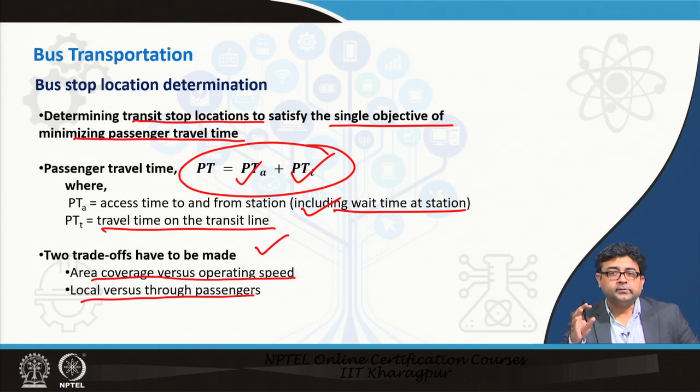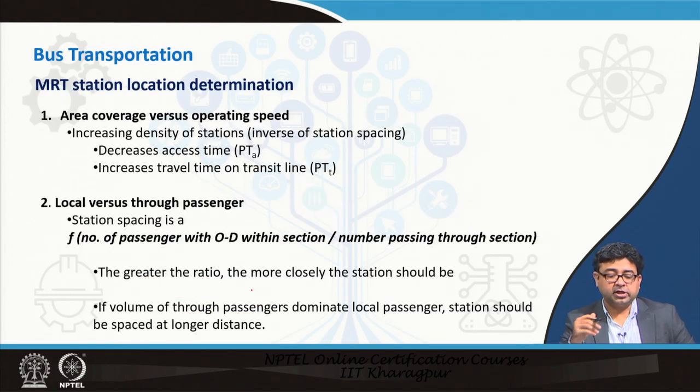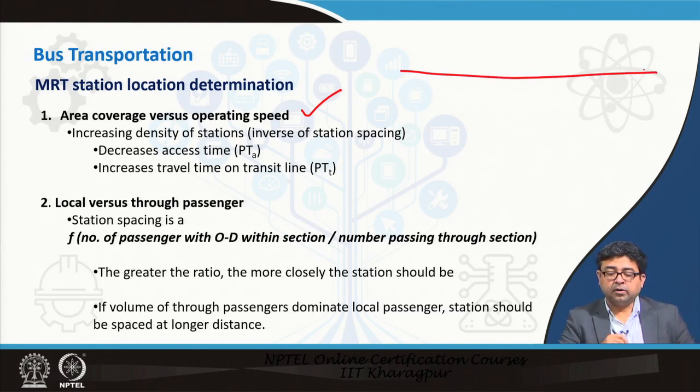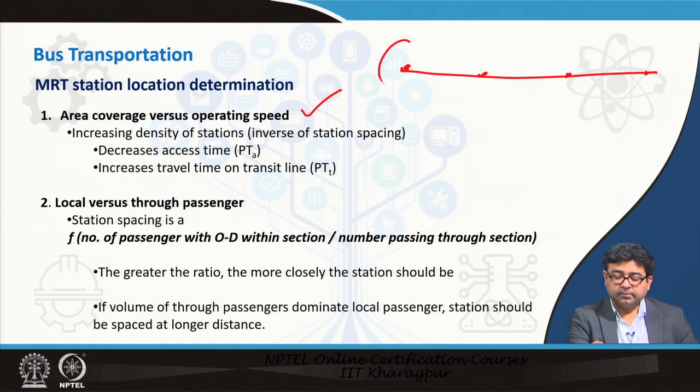These two trade offs will determine where you should locate your stations. Okay. So, let us look at each of those trade offs. So, area coverage versus operating speed. If you think of a transit line, and you want to put your station locations here, here, here and here. So, for example, this station location is going to cover, say, this much area, whereas this station location is going to cover this much area.